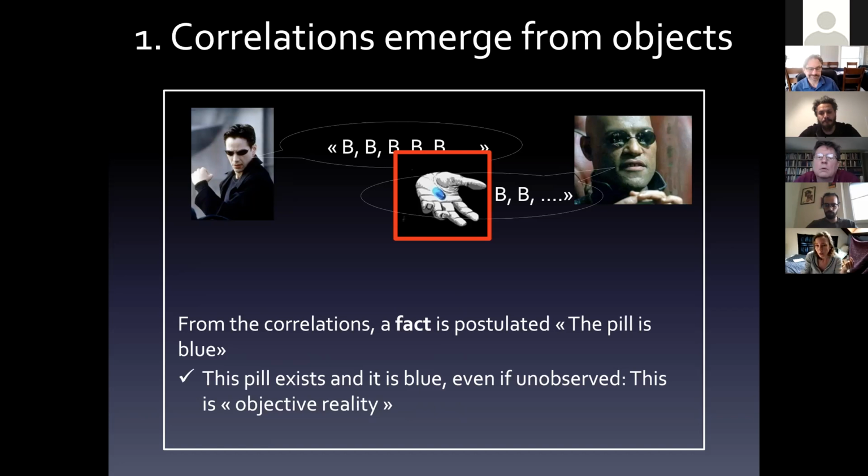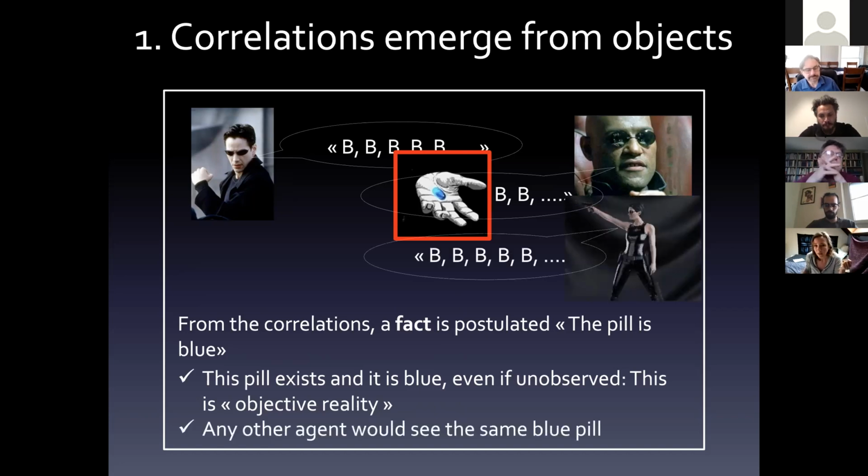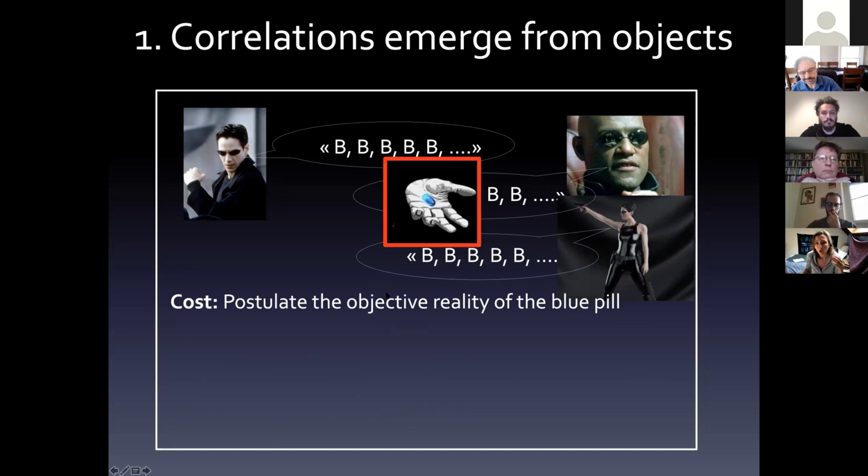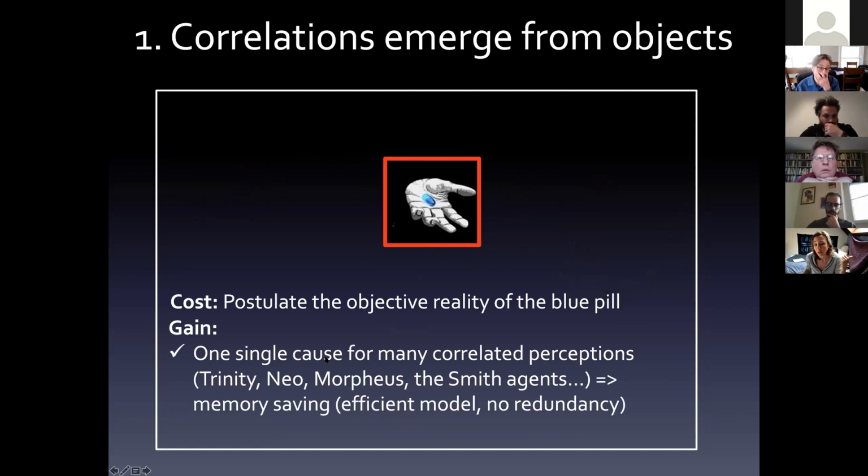But there is something more. There is also the fact that any other agent would see the same blue pill if he were to do the experiment. So for instance, here, Trinity comes and can check that the pill is blue. So the cost of this approach of ontology is to postulate that there is an objective reality. But the gain is that we gain one single cause for many correlated perceptions.